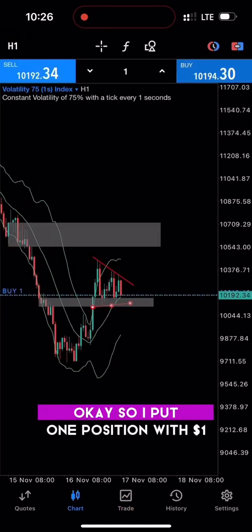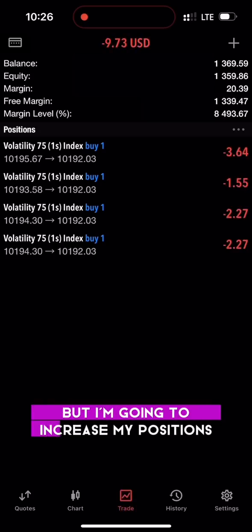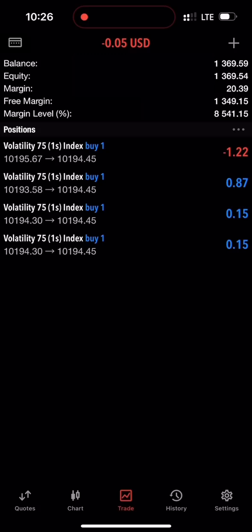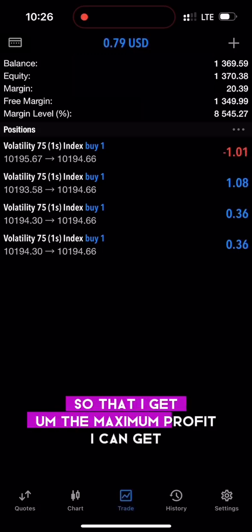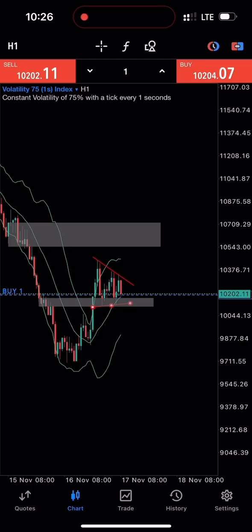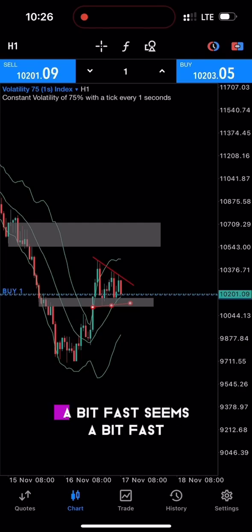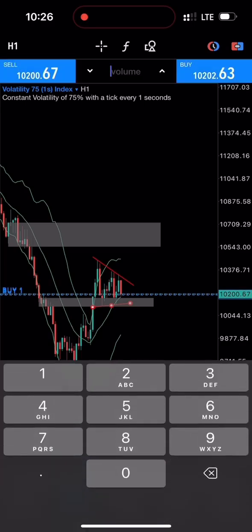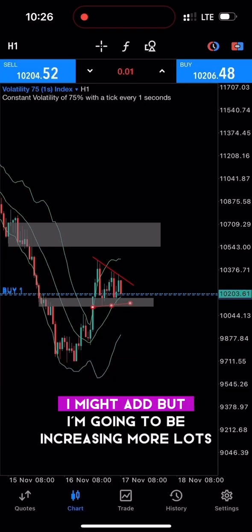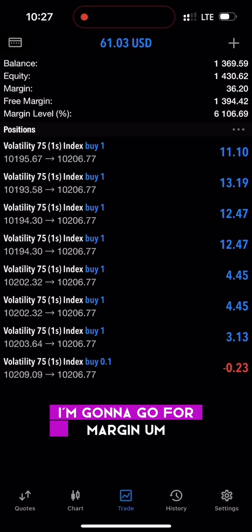So I put one position with $1. It seems okay, but I'm going to increase my positions so that I get the maximum profit I can get. Volatility 75 1S seems a bit fast. I'm going to be increasing more lots. I'm going to go full margin.